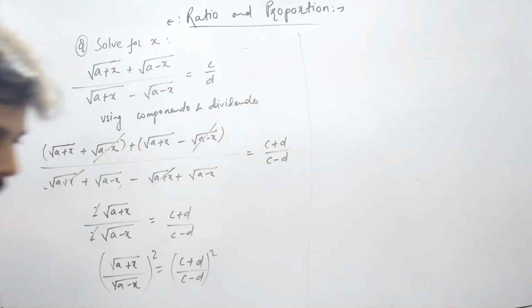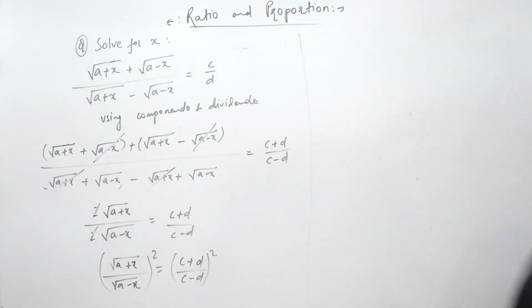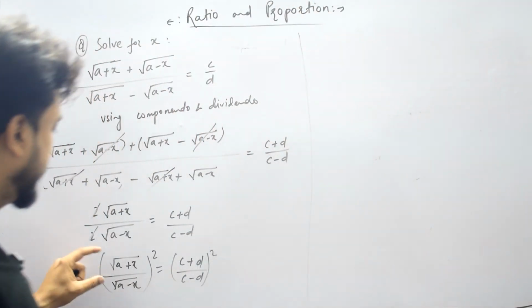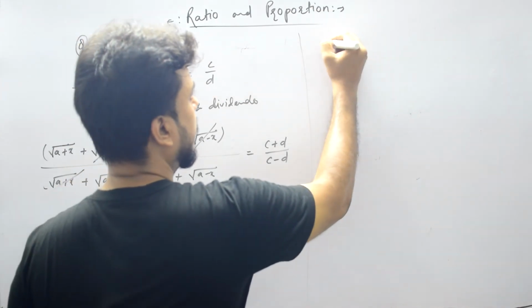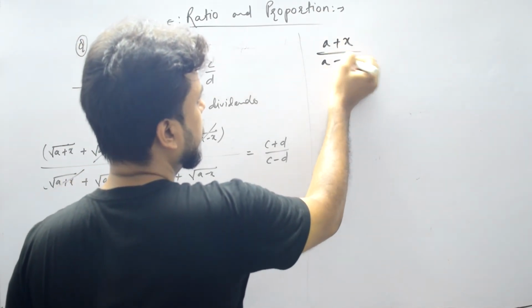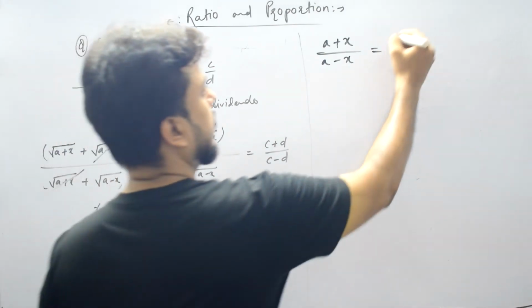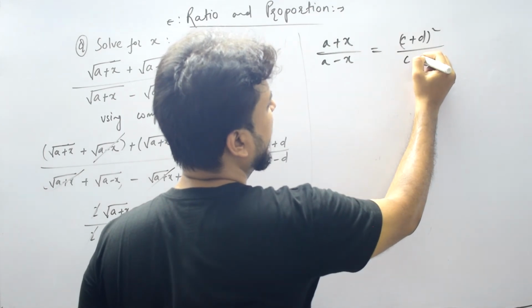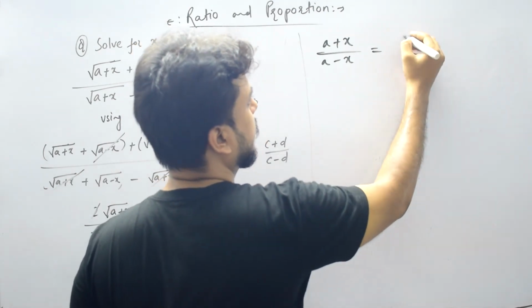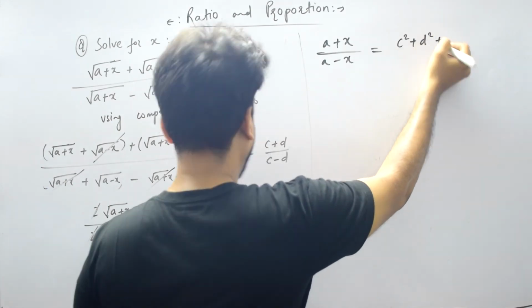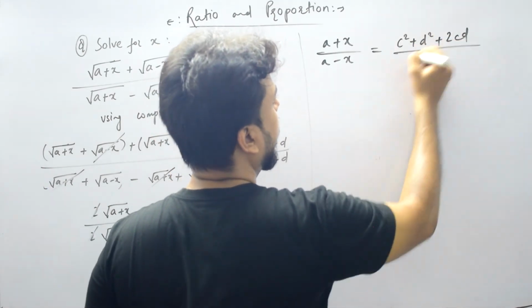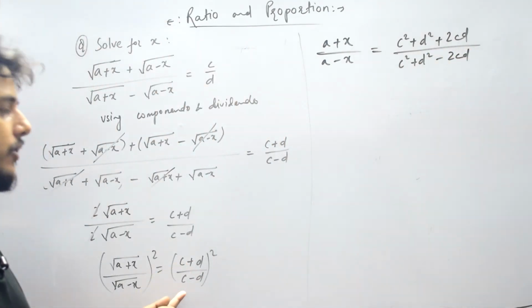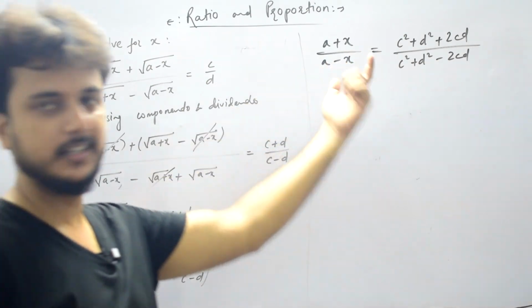Okay, now see what we will get after squaring. So after squaring, this root will disappear. Okay, it will become (a plus x) by (a minus x) equals, now this will become (c plus d) whole square by (c minus d) whole square. Okay, let me square it and write it. That is c square plus d square plus 2cd by c square plus d square minus 2cd. Okay, this is (c plus d) whole square, this is (c minus d) whole square. You can write 2cd in the middle, doesn't matter, same thing.